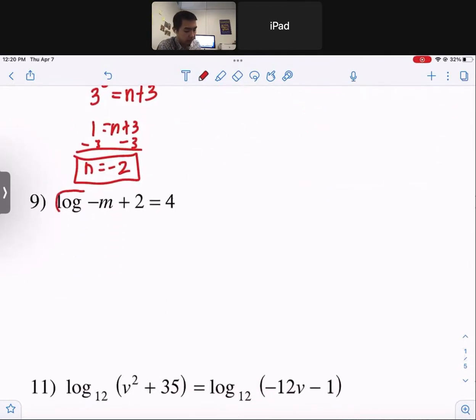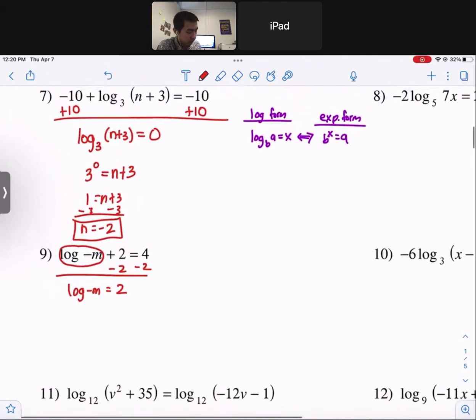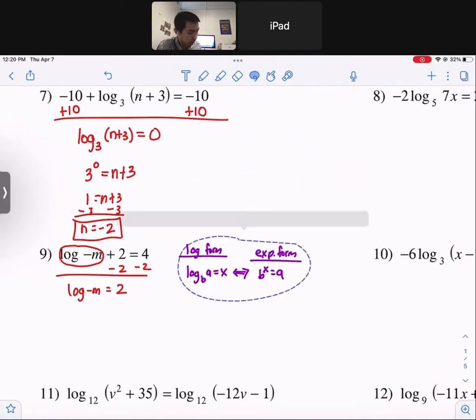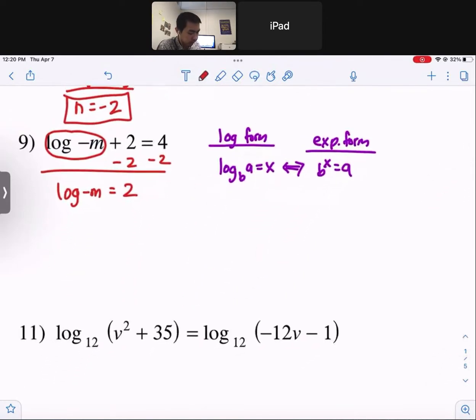9, again, we need to isolate this log. So subtract 2 from both sides. Log of negative m equals 2. And now we need to convert this, because it's a log equaling some type of number, into exponential form.